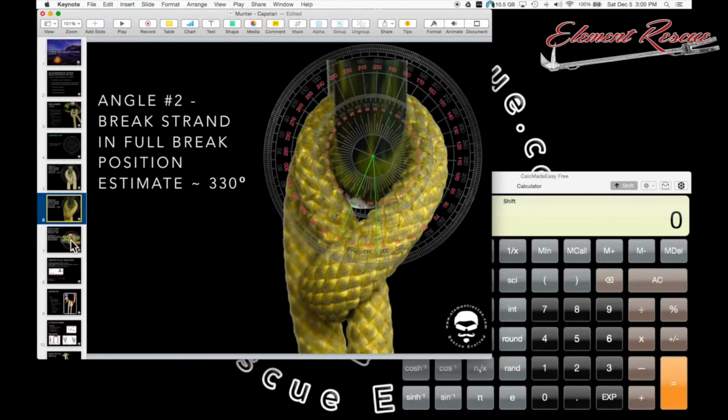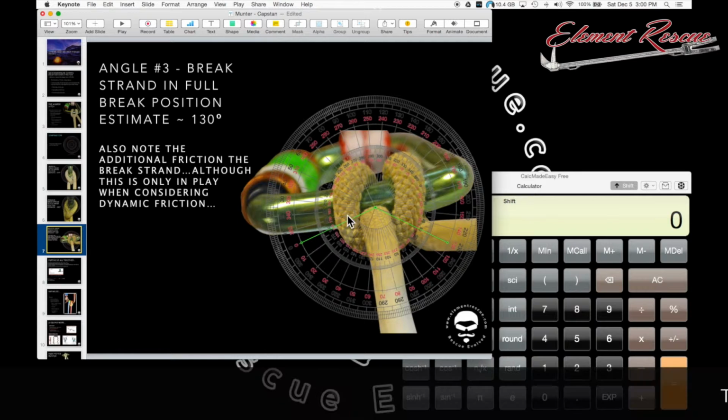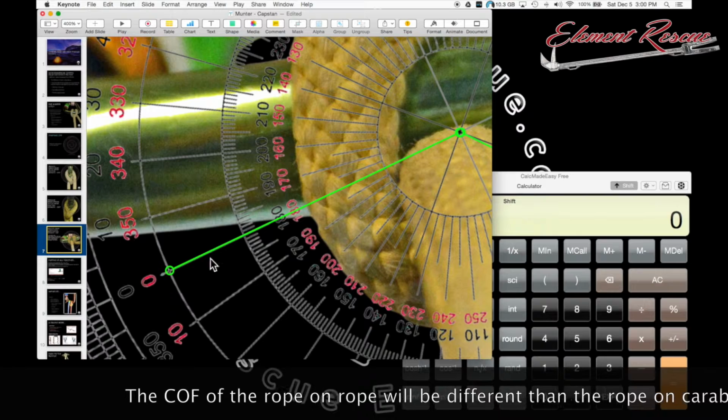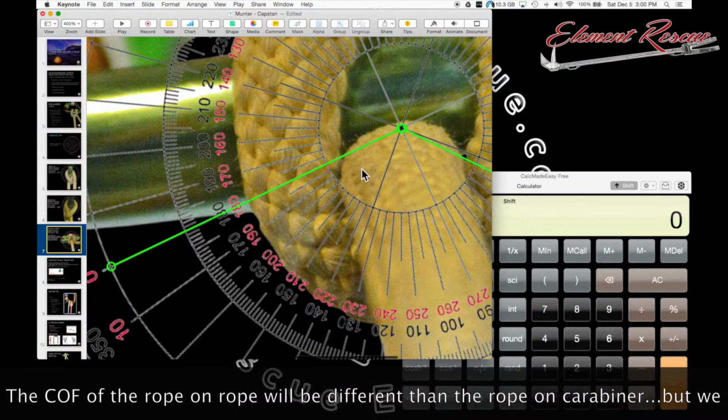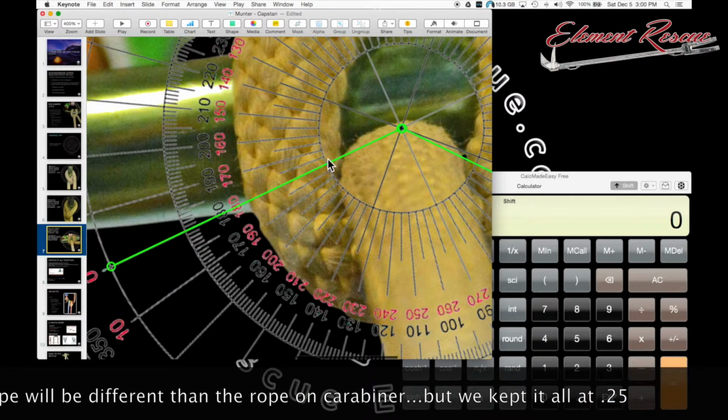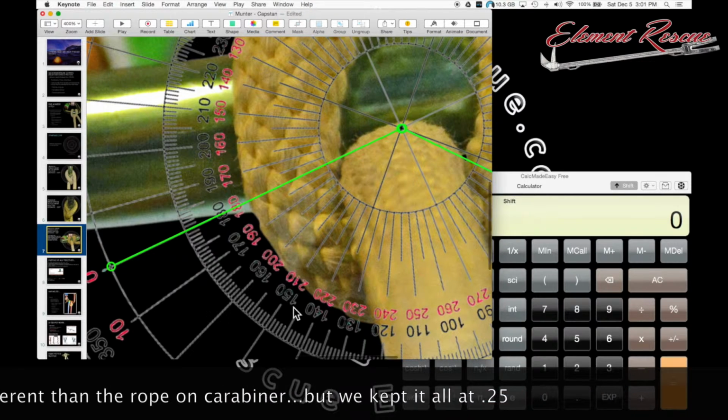And then our third angle is actually going to be the rope contacting the rope, which is able to cinch that in. We estimated this at 130, so let's take a look at this real quick. There's our 0, lined it up. That's right where this rope starts to contact in here, and we work that around counterclockwise.